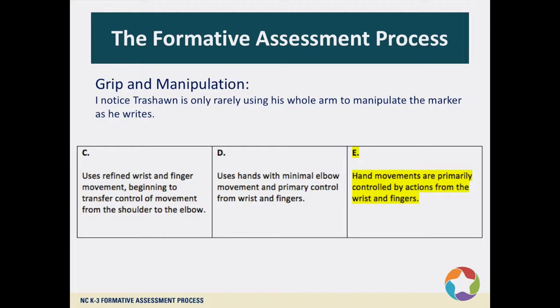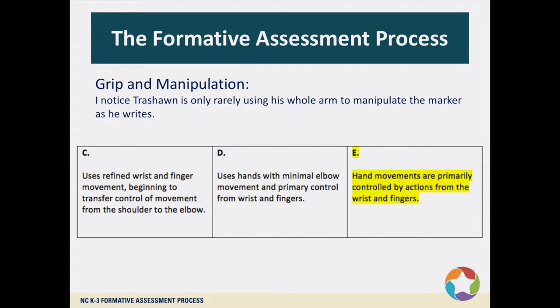I've assigned Trayshawn's current learning status as E. Hand movements are primarily controlled by actions from the wrist and fingers. So in this way, we can interpret the evidence using the information on the construct progressions, and the construct progressions help us think about what comes next for our students.